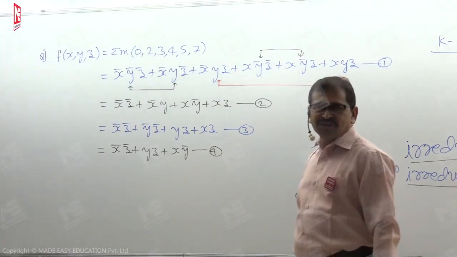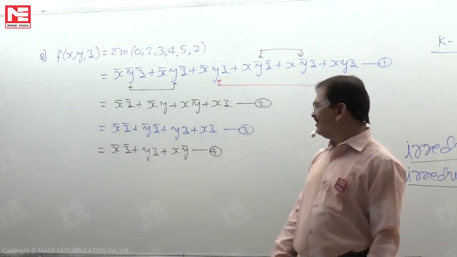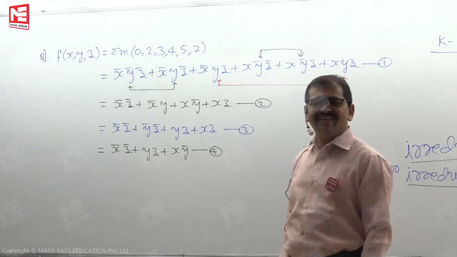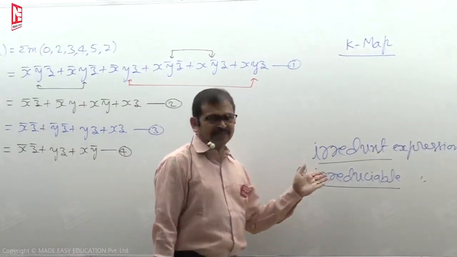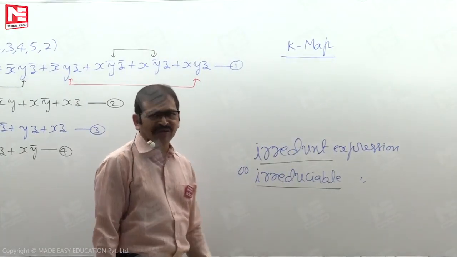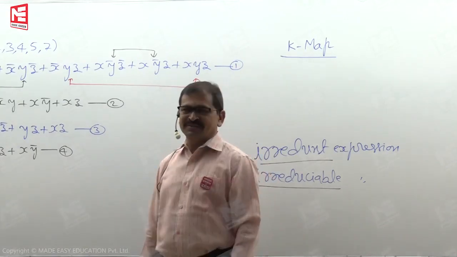Once further simplification is not possible on this equation 4, definitely we are speaking this equation 4 also as an irredundant expression or irreducible expression. We must speak the equation 4 also as an irredundant expression or irreducible expression.